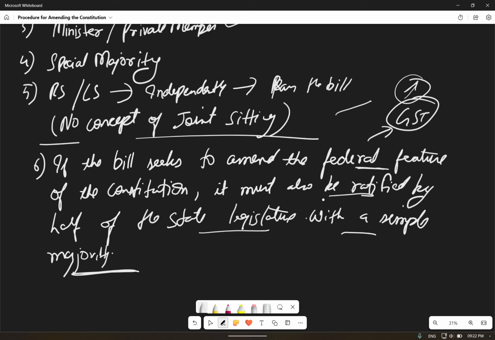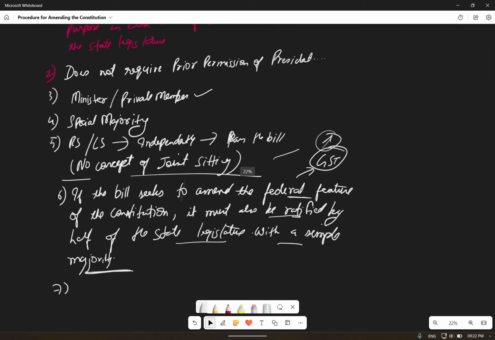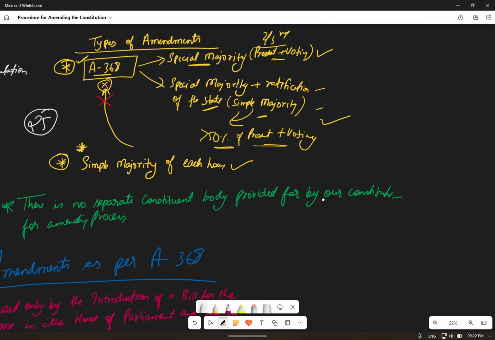And in the normal case, when the federal feature is not going to be affected, we can go only with the special majority, and no ratification of the states is required. This is what I was telling you, I just missed it: when only a special majority is required, and when a special majority with ratification of the states is required. A special majority with ratification of states is required when the federal feature of the constitution is going to be affected. Now, when is a simple majority of each house required?